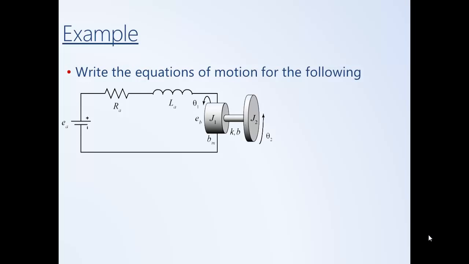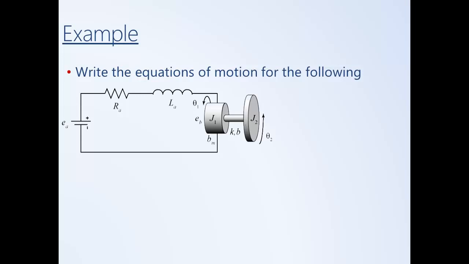Here's another modeling example with a DC motor. So here we have a DC motor with an armature circuit and rotor inertia J sub 1 and friction B sub m. And the output of the motor is connected to another inertia, a load inertia J sub 2, via a flexible shaft with stiffness K and damping B. And we want to write the equations of motion. So this one will provide a good refresher on the modeling of mechanical systems.